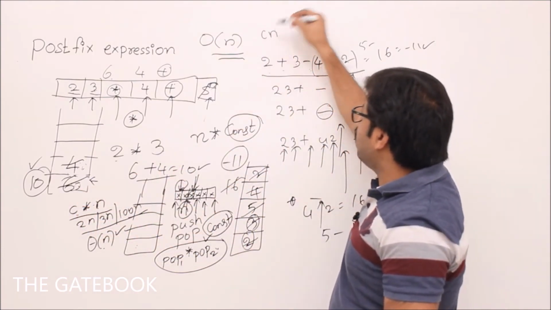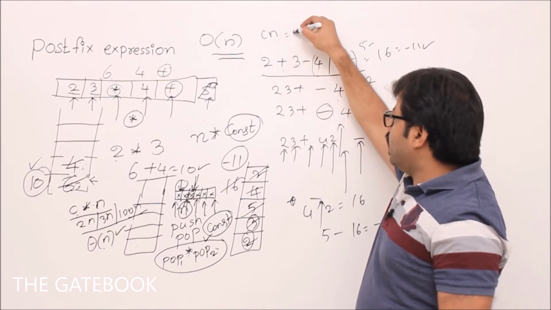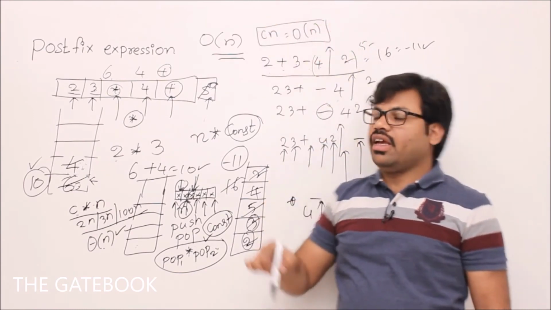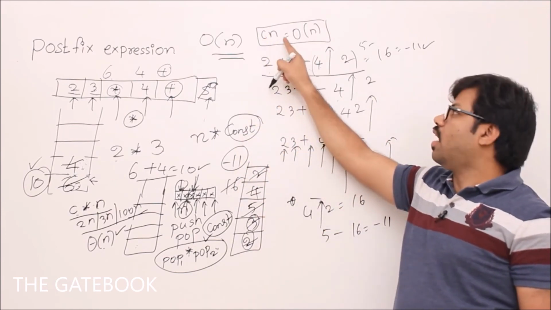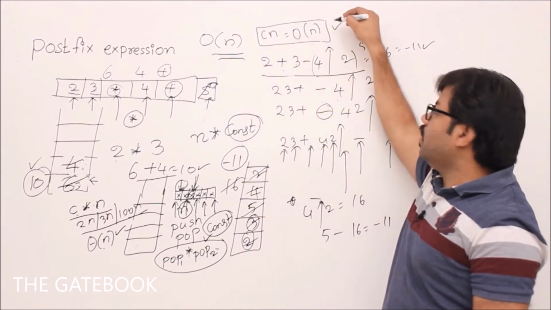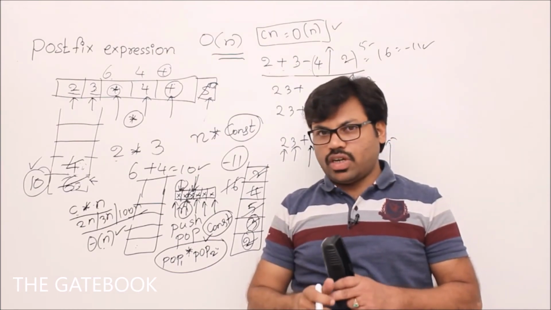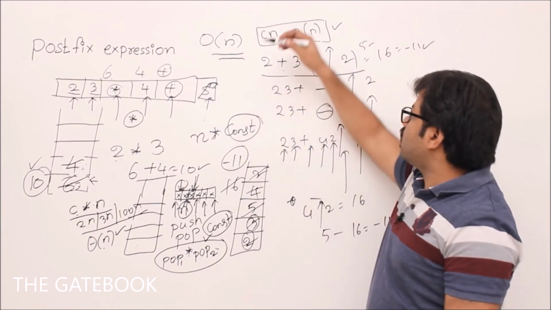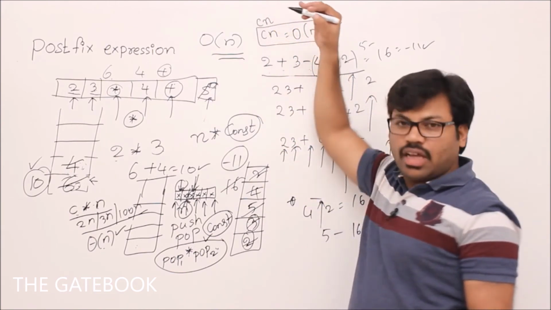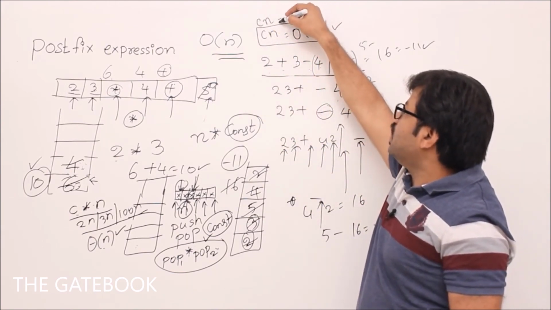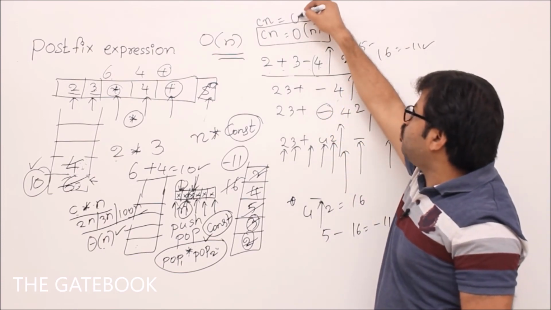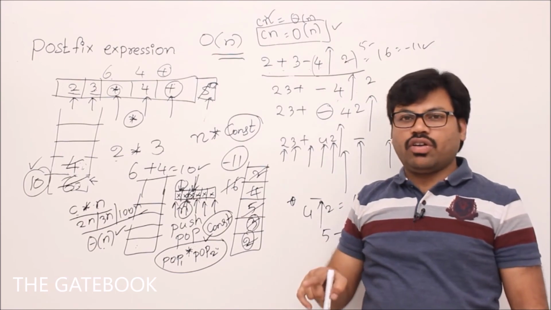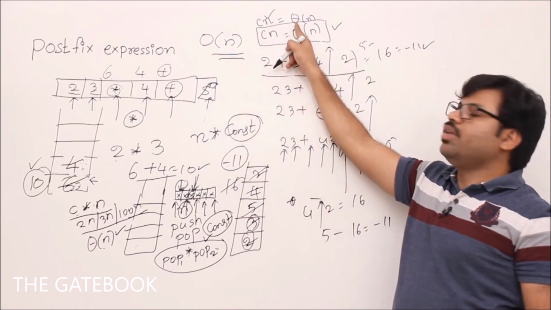Is Cn order of n? That is what you are asking. In asymptotic notation I already told you, any constant into n is order of n. That's why it is correct. If you have a strong foundation about asymptotic notations, then you never need to ask these questions. It is like asking, sir, my algorithm's running time is Cn, is it theta of n? Absolutely, because Cn is nothing but theta of n. In asymptotic notation, Cn is said to be theta of n.